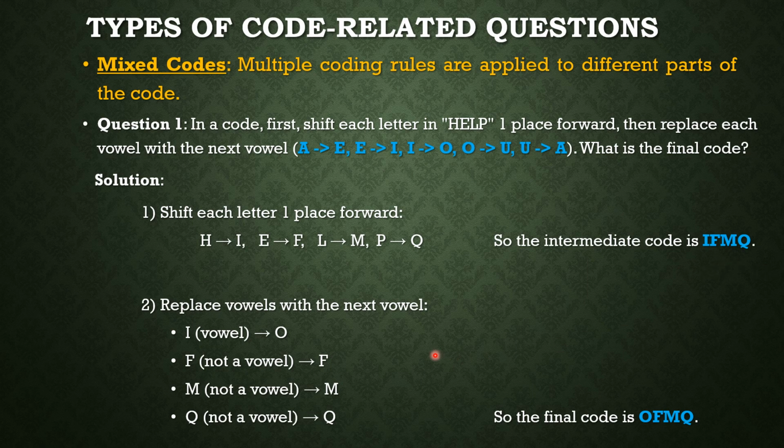Now they have asked to replace the vowel with the next vowel. So here only I is a vowel, which will get replaced with O, but the rest of the characters like F, M, and Q are consonants and they will remain as they are. So the new code for this particular question should be O, F, M, and Q.